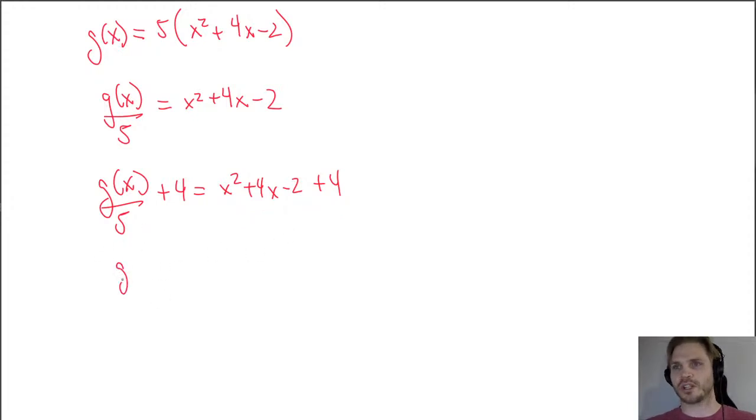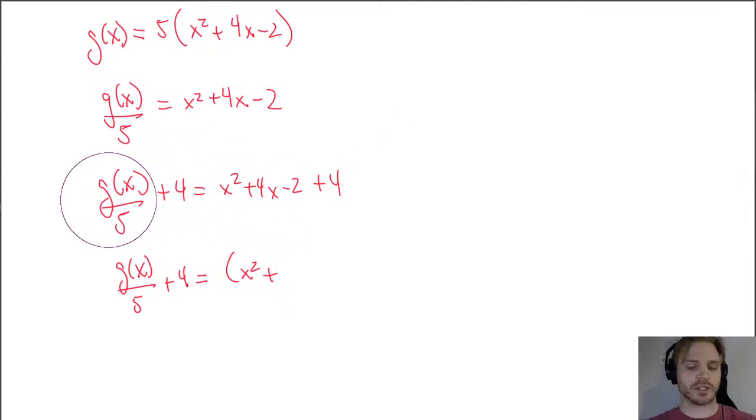Let's check and see. So we've got g of x over 5 plus 4 equals x squared. So these two add up to be 2. No, that's not right. Oh, duh, that's because I did it wrong.